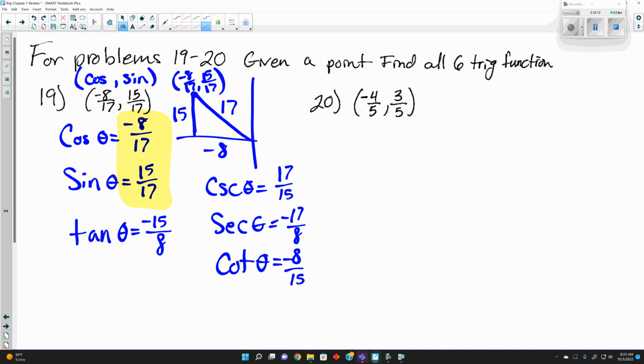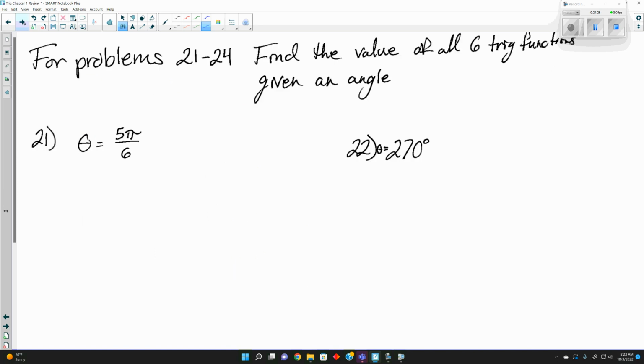Questions on any of this here? We ready for the next one? Now 21 through 24 are not too bad. Now 21, 22, 23, or 24, is there one of those in particular that y'all want to look at?